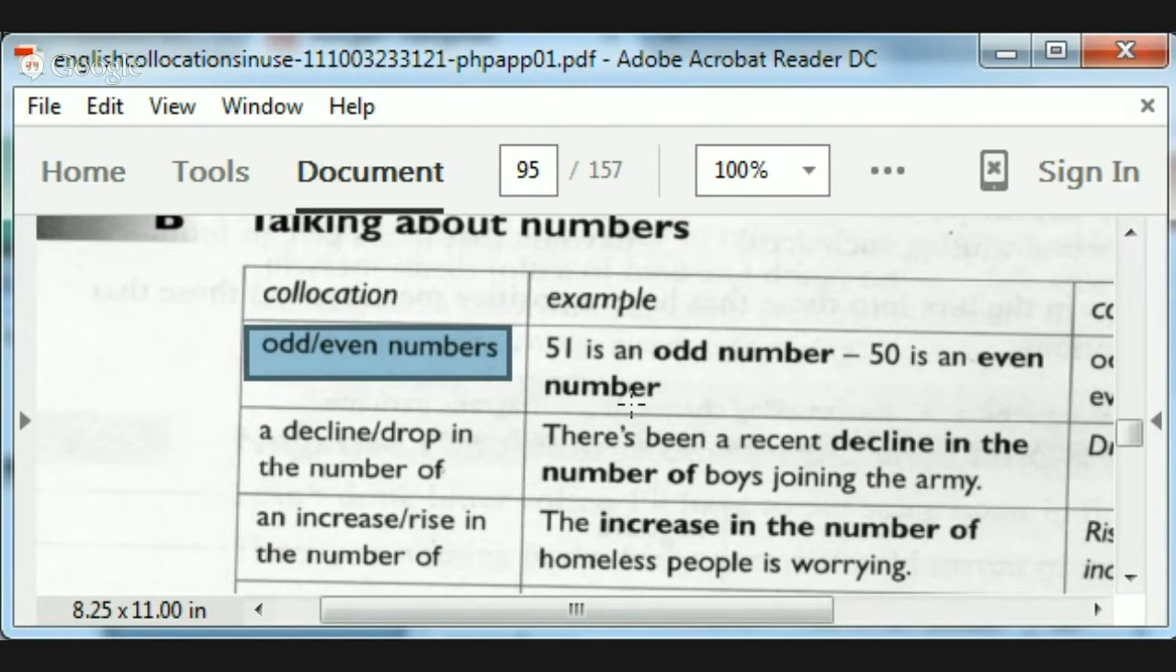We're looking at collocations today that are related to talking about numbers and frequency and quantity.